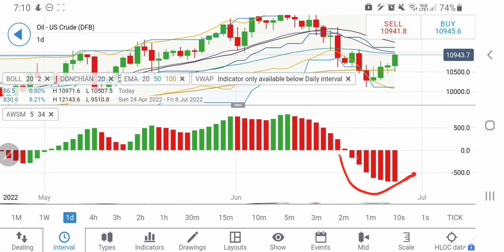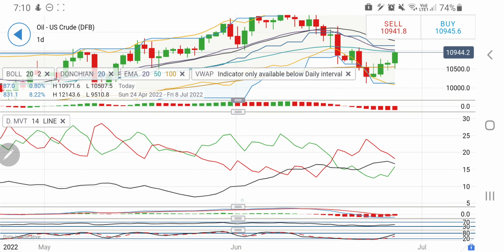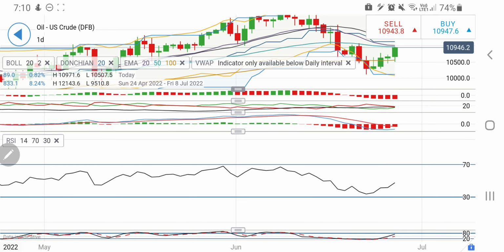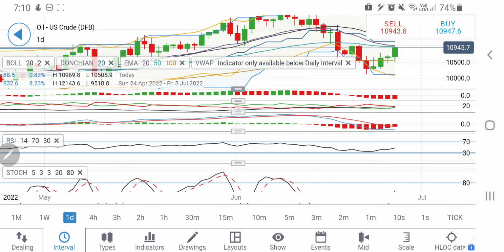See, the oscillator has seen the red side of the moves there. Now it may try to give you greener candles. Be watchful of this. The directional movement is trying to converge, crossover for a bullish move. The MACD has also seen the lows there, trying to converge, crossover for a bullish move. RSI looking upwards. Stochastic is also looking upwards.